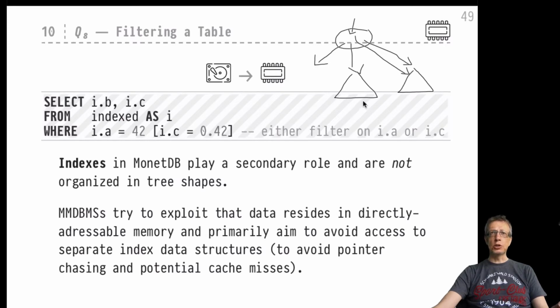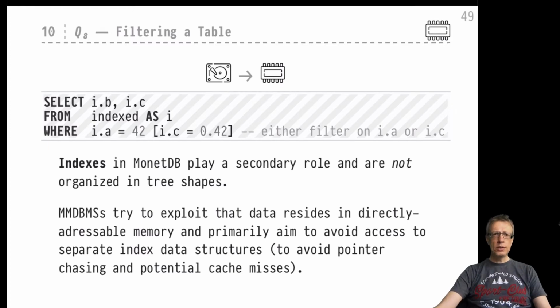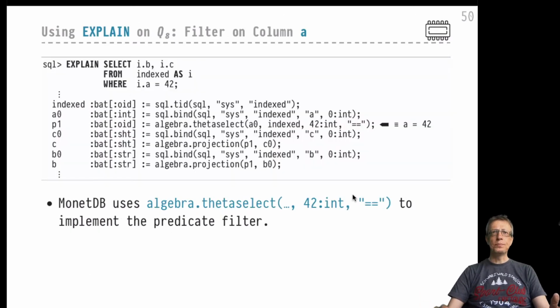DBMS data structure. So we will indeed find index-like data structures inside MonetDB, but they don't come in the shape of trees. So let's delete this. Looks ugly anyway. All right. So, but what do we find? So let's switch on our DBMS X-ray and look at the explain plans again for this simple selection query. We have seen that before, but let's remind ourselves what's actually going on here.